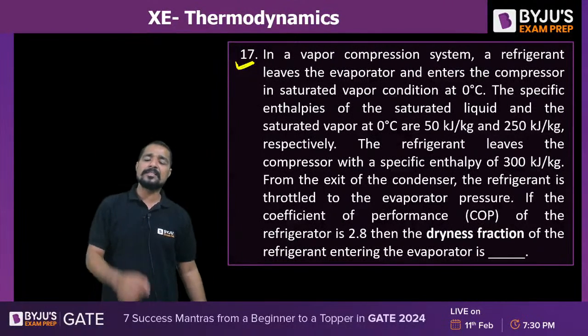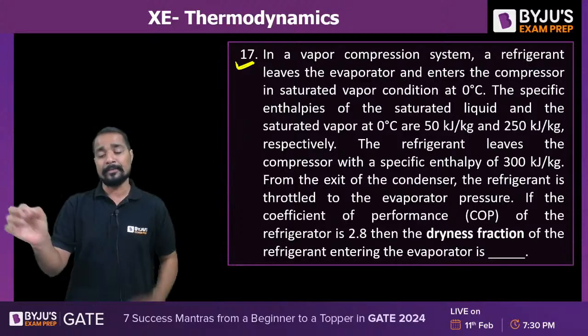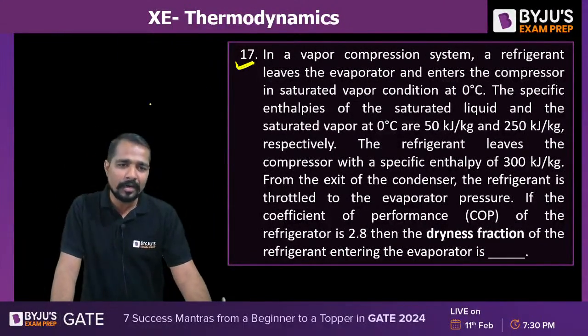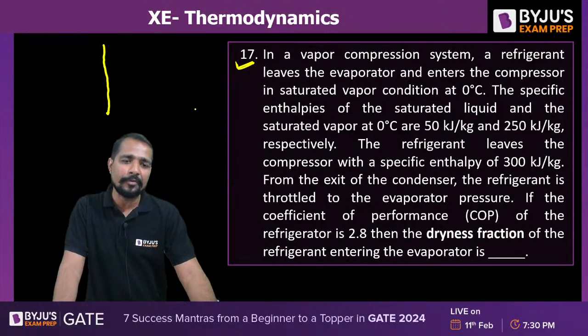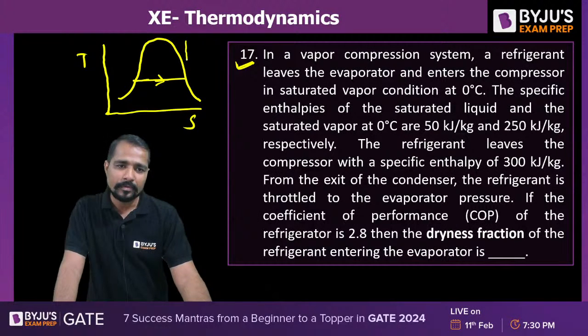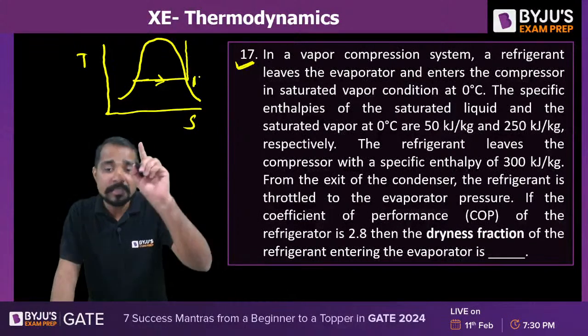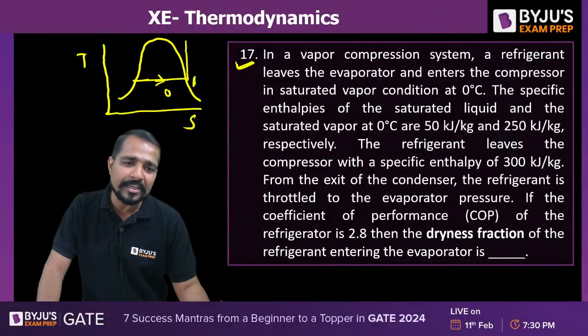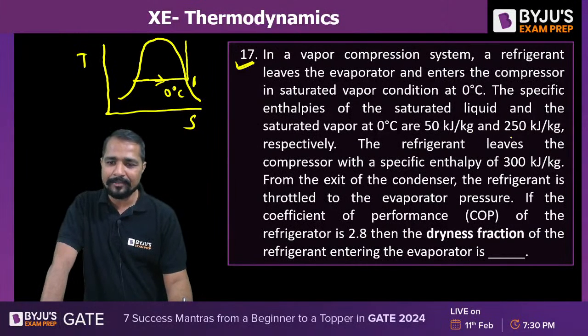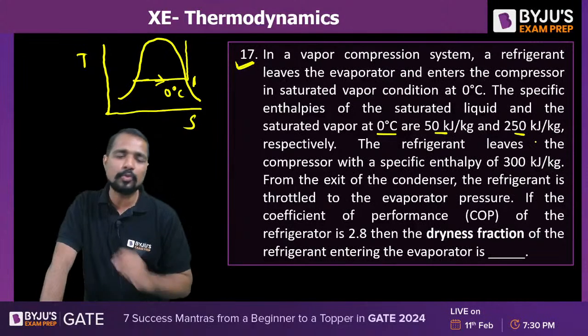In the vapor compression system, a refrigerant leaves the evaporator and enters the compressor in a saturated vapor condition at a temperature of 0 degree, my dear. If I draw the TS diagram on it, it is clearly mentioned first of all the condition of the evaporator outlet. That's why I will draw from here. Like this is the condition 1, that is saturated vapor at 0 degree temperature. After that, the specific enthalpies are all given, at 0 degree, 50 and 250.